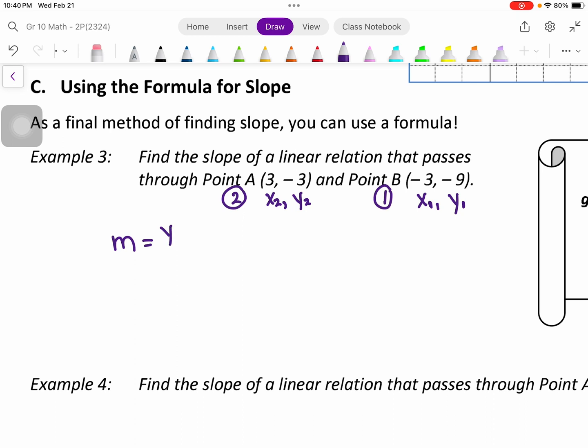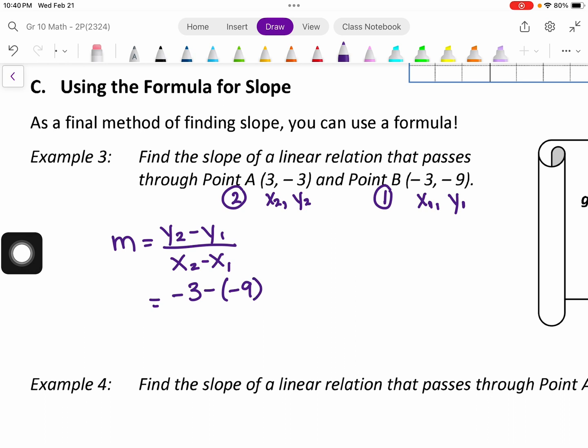Slope is equal to y2 minus y1 over x2 minus x1. So my first number that I want to do is y2, that's this one, -3. Then I'm going to subtract whatever y1 is, and that is -9. I'm going to put it in brackets because I have a double sign, I'm subtracting a negative. On the bottom, my first number is going to be x2, so that's the x value of point 2, that's 3. And then I'm going to subtract whatever x1 is, and that is -3.